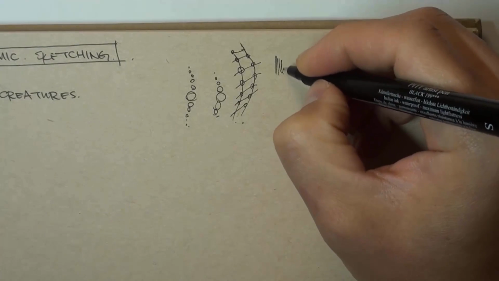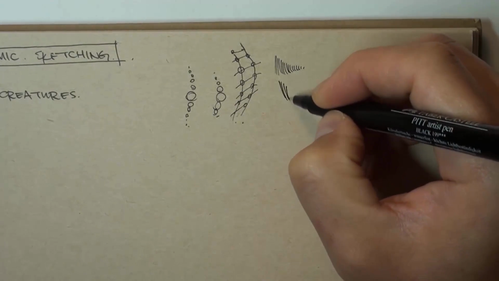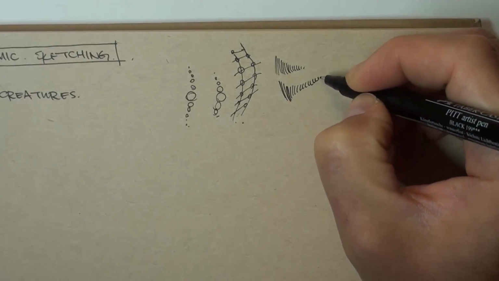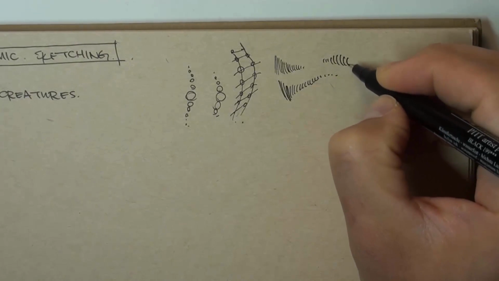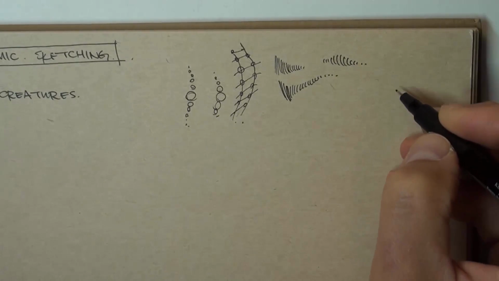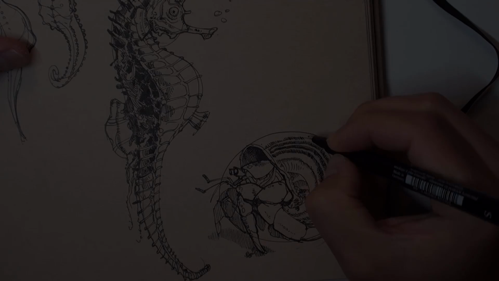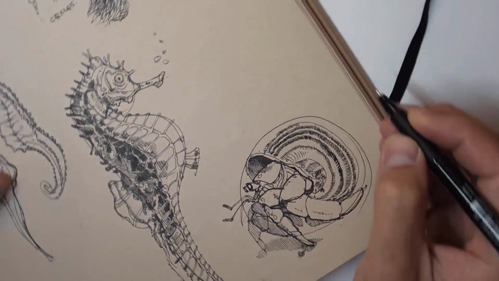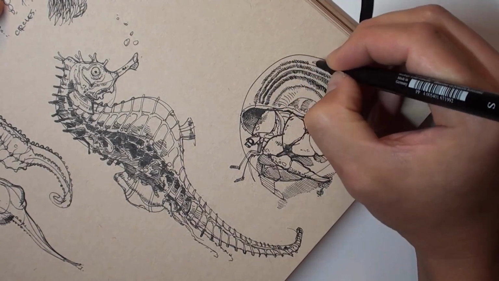I think I'll also be doing a lot of hatching today. It's a good idea to practice your pen strokes. Still trying to keep it pretty loose, not stiffening up, and keep it moving fast.